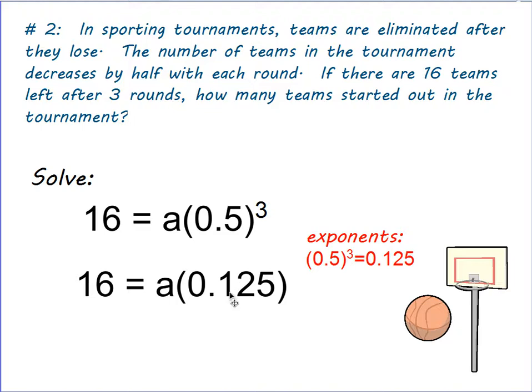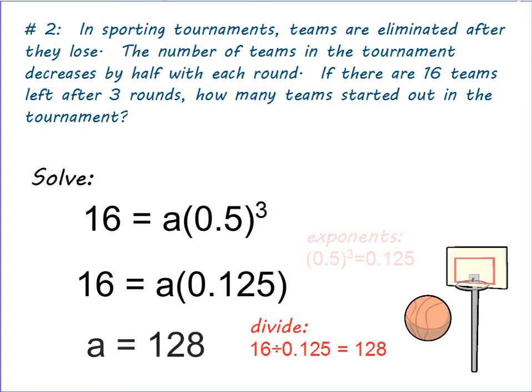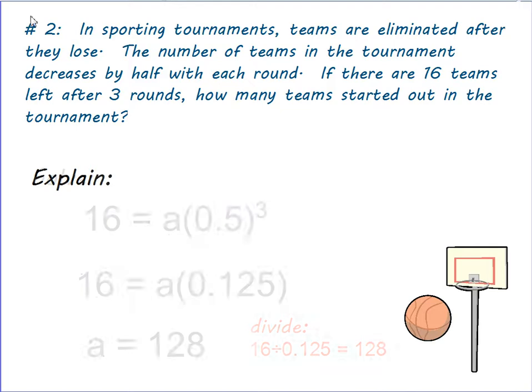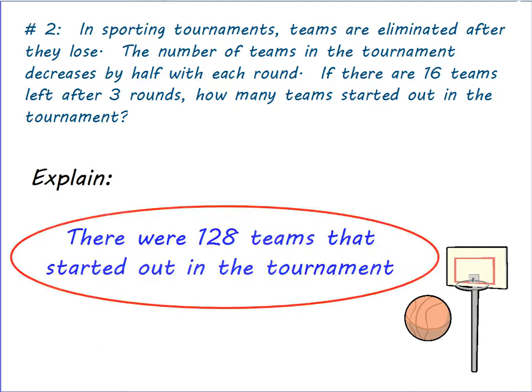Now I can't multiply 0.125 to an unknown value. Remember, a is what we're solving for. So to get a alone, or to isolate a, I have to divide both sides by 0.125. And I get a is equal to 128. What does that mean to our situation? It means that there were 128 teams that started out in the tournament.